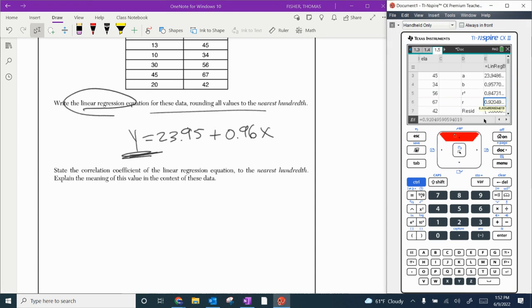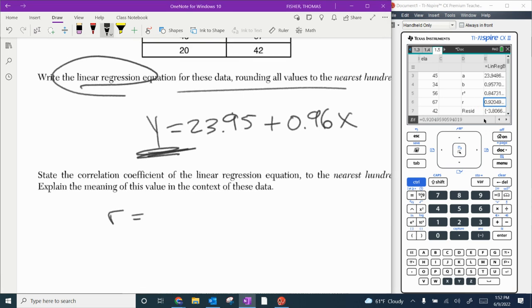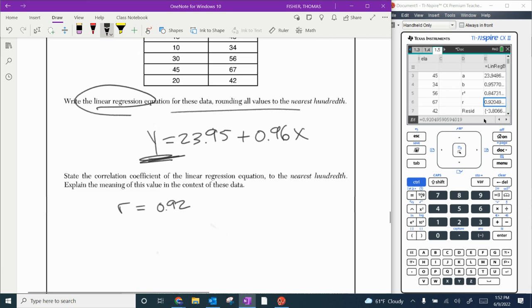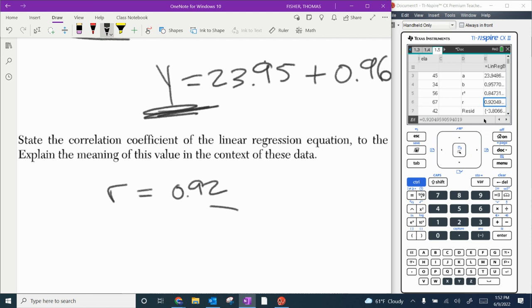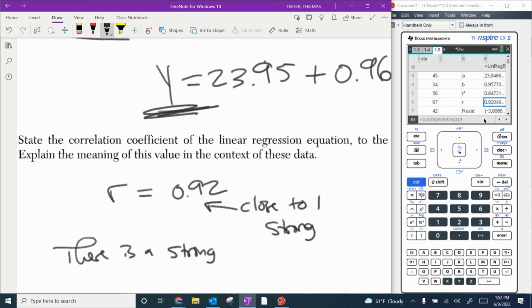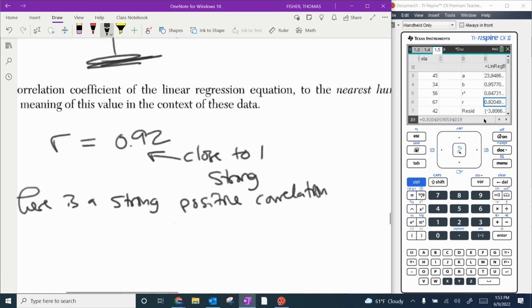What's the correlation coefficient, as expected? That's always r, not r squared, to the nearest hundredth. So 0.92. And what does it mean in context? We have to say there's a strong or weak. So this is strong because it's close to 1. Close to 1 or negative 1 means strong. So there is a strong and positive, because it's a positive number, correlation between what we're talking about.